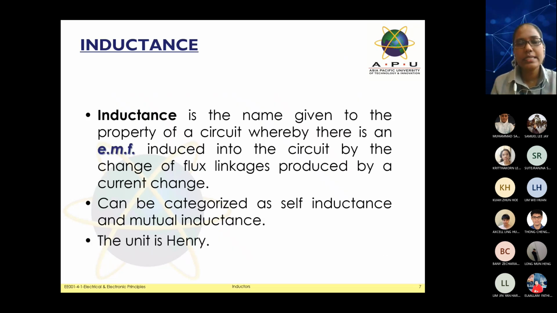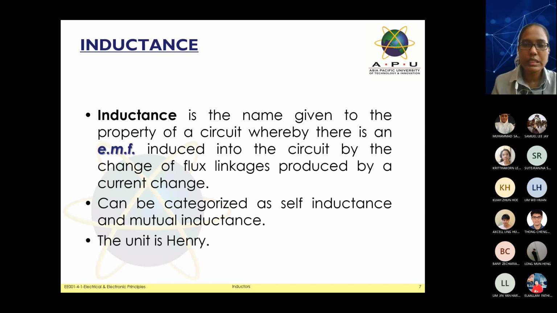Inductance is the name given to the property of a circuit whenever there is an EMF. So EMF, inductance, magnetic flux, and flux density, and also magnetic field strength, are all related. Make sure you know that when it comes to inductance, all these keywords are related to the inductance.